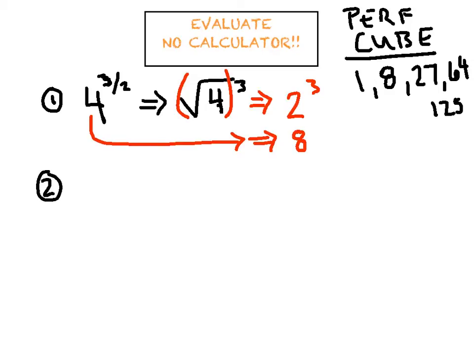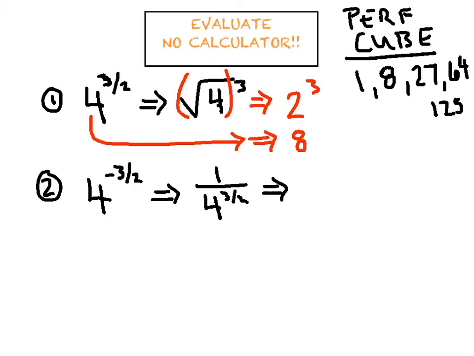Number 2, how about let's try 4 raised to the negative 3/2 power. Very similar as to the last example. The only thing that's going to change is my very first move. Anytime you see a negative exponent, you want to address that head on right away. We're going to rewrite it as 1 over 4 to the 3/2.